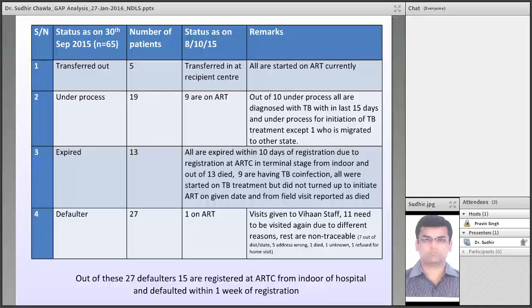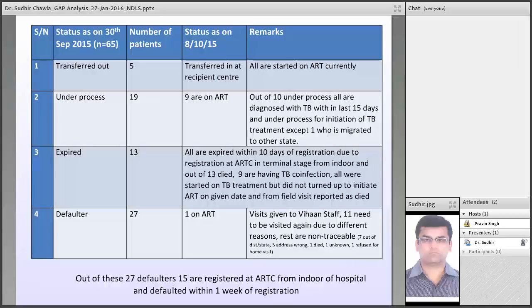Some are from other states, so we have to coordinate with the other district or state for their feedback about their readiness for ART initiation. Five had a wrong address, one had died, and one refused a home visit. So this was the breakup of the first feedback from Vihan, and out of that, 11 had to be visited again. Now, when we go further into detail, we understand that out of 27 defaulters, 15 were from Indore, and they defaulted within 1 week of registration.